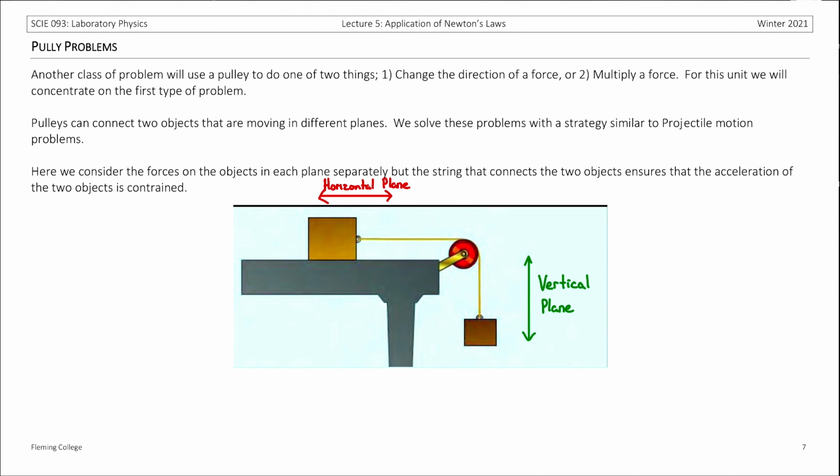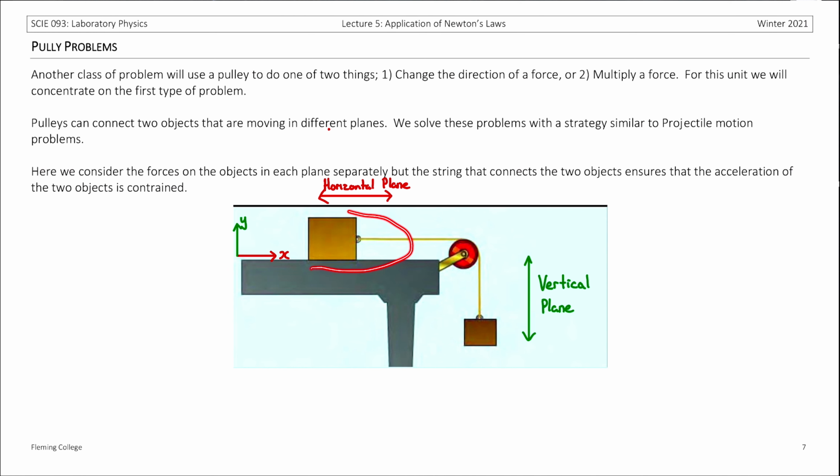We solve these problems with a similar strategy to projectile motion problems. But in this case, rather than connecting the two portions by time, we connect the two portions by acceleration. One thing to consider is that the string ensures that the acceleration is constrained, meaning that it won't necessarily be equal. If we look at our diagram, we would have an x-axis working horizontally and a y-axis working vertically. If there's enough unbalanced force that this block can move down, the string ensures that the block on the table will move right. Reflecting on our current chapter where we talk about the acceleration being the result of an unbalanced force, we're talking about the acceleration of these two blocks.